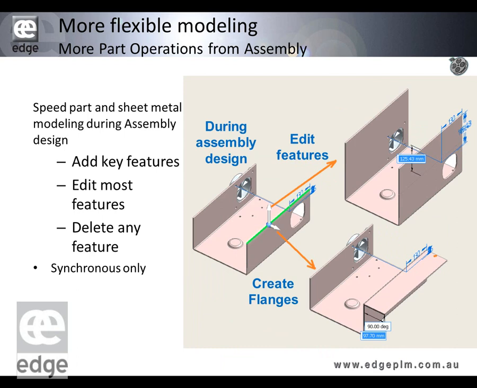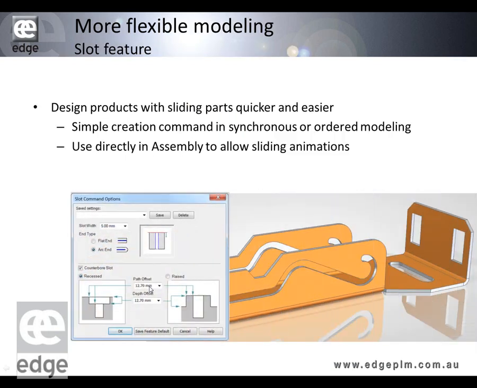We won't be looking at that today, but another area to simplify your design process is the ability to have more part operations from within the context of an assembly. At the top level of the assembly, we can add some key features to parts. We can edit most features that are there without having to go down into the part, and we can delete any feature. This applies to synchronous. If we look here, we can see we've clicked on an edge. The grab and go handle comes up. We can either edit the feature by extending that flange up, or we can create a new flange by pulling on the flange start handle. This is without going into the part. We'll have a look at this as we go through.